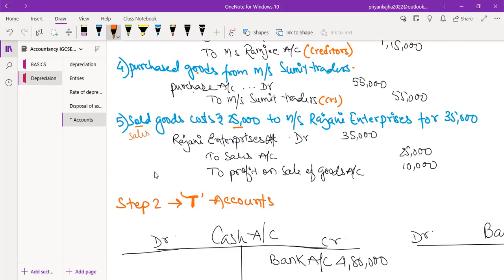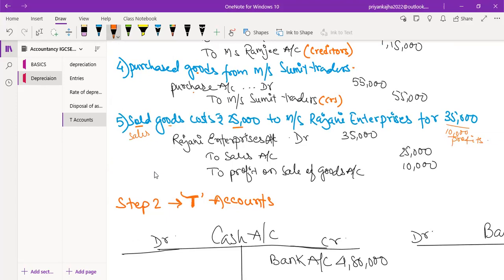That is sales account, because we are selling goods. And the value of that item is 25,000. But we are selling it for 35,000, which means we are selling at a price 10,000 above cost. So we are making a profit of 10,000 bucks. So this is our profit.